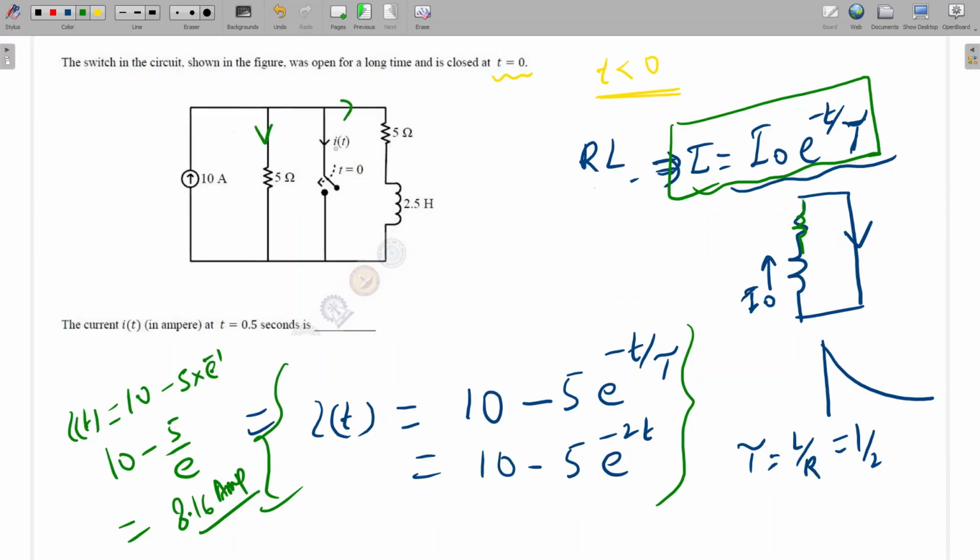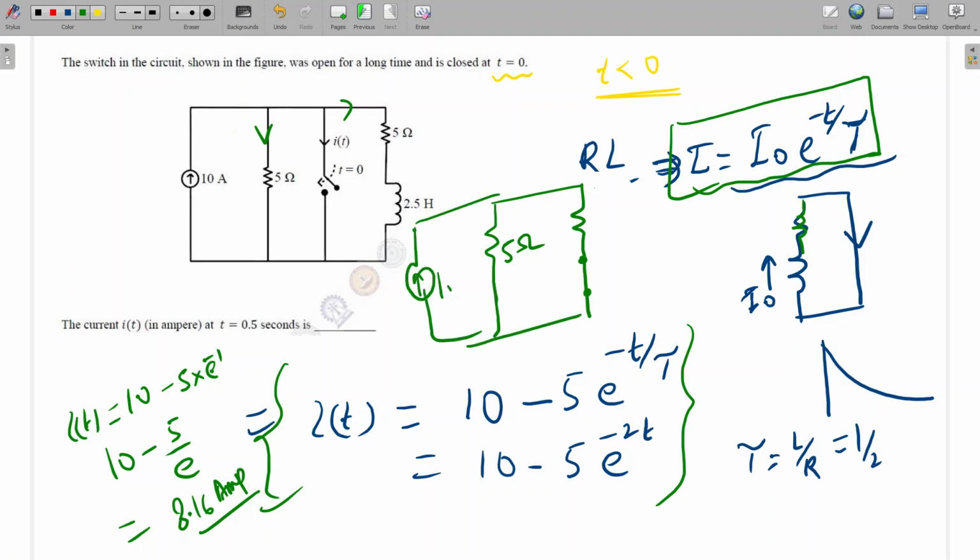these two branches. Since this will be open, I'm going to draw the circuit. This is 5 ohm, and here also 5 ohm, and this inductor will be shorted. Here we are supplying the 10 ampere current source. This is the condition for t less than 0. At t less than 0, this point will be open. So what will be the current through the inductor at t less than 0? It will be divided 50-50%, so it will be 5 ampere. That's the initial current through the inductor.